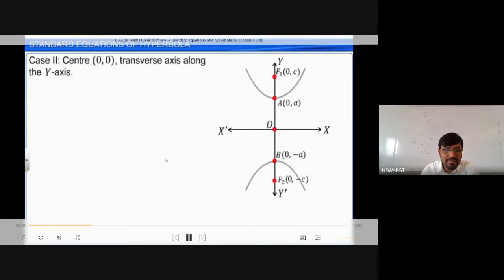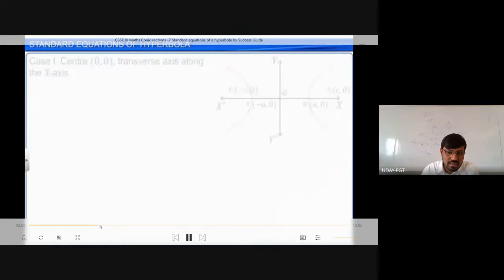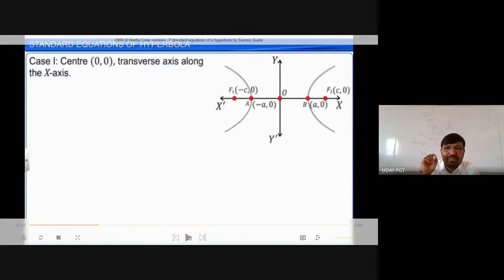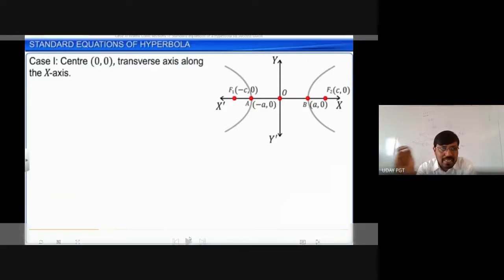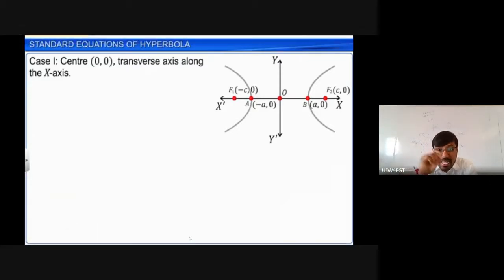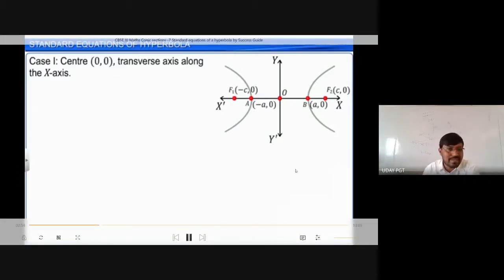When you take the y-axis as the transverse axis and the x-axis as the conjugate axis, in that case also the point A will be there. Remember that A will be on the transverse axis, either it may be the x-axis or the y-axis. Just like the major axis in an ellipse, it can be the x-axis or the y-axis. So case 1 is the x-axis as the transverse axis. Let us take that into consideration.